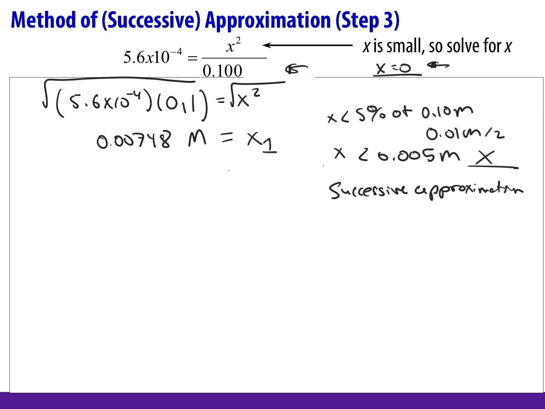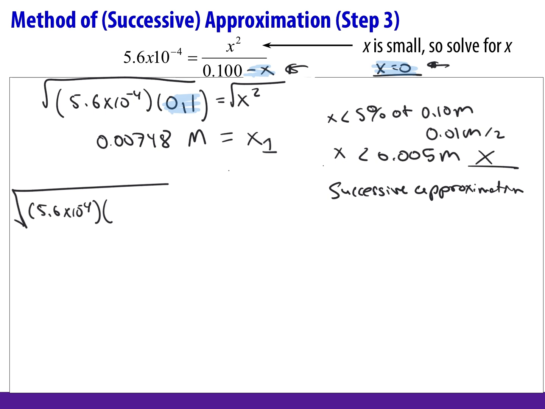Now we go back, and instead of ignoring the minus X, we keep updating our guess. So what this is going to be then is the same equation, square root of 5.6 times 10 to the minus 4, but the term that's going to change is that second one here. This one here was previously just 0.1 because we assumed X was equal to 0.